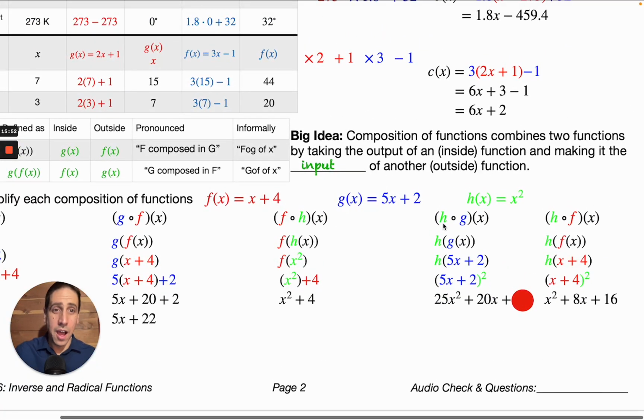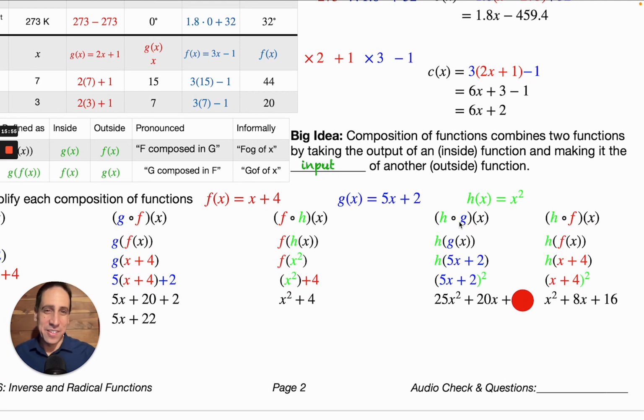Let's do this one, h of g of x. We've got g of x on the inside and h on the outside. g of x is really just 5x plus 2, you can rewrite it here. And the hard part is this. Putting the h on the outside means you have to write the h of x function, x squared, but instead of x, you replace the x with 5x plus 2.